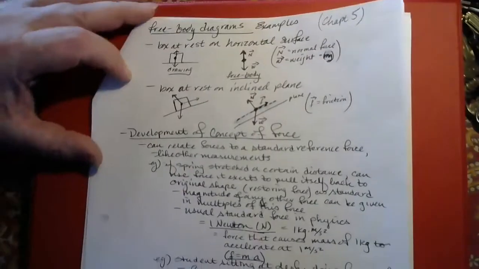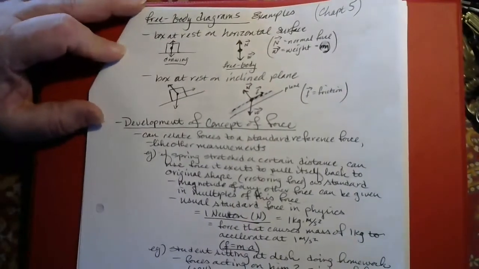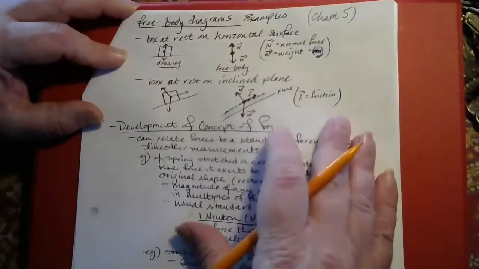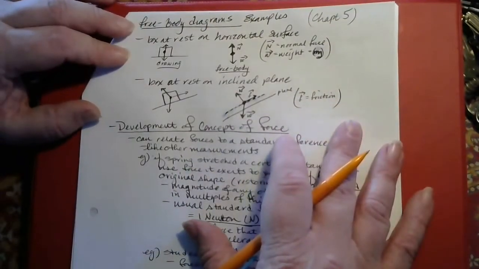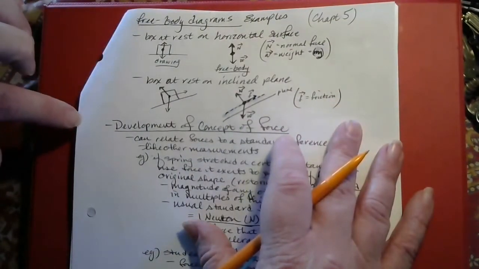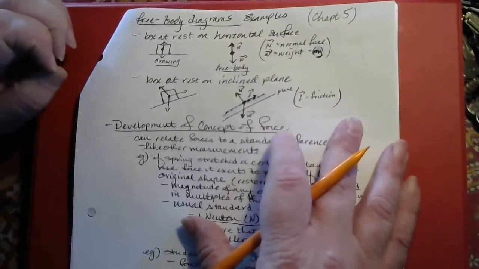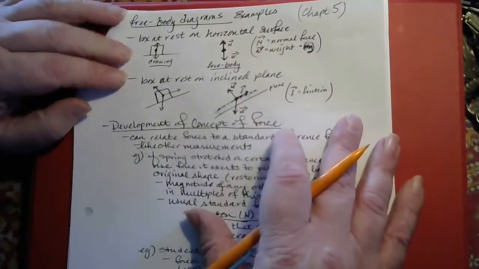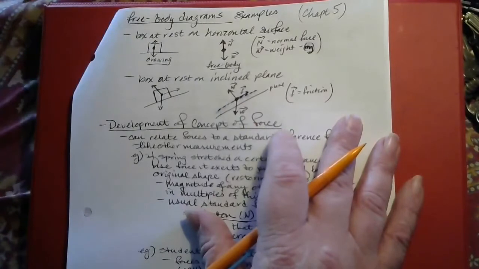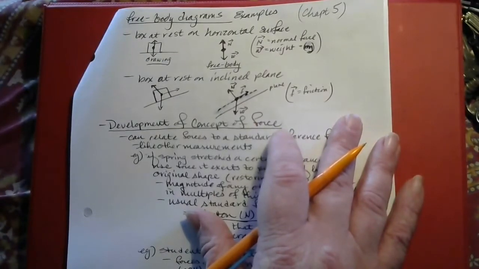Okay, picking up where we left off here in chapter 5, just near the beginning, we were talking about free body diagrams in the last segment of the video, and we saw some rules for drawing free body diagrams. And so I thought I'd include just a couple examples of some simple free body diagrams that you can draw.